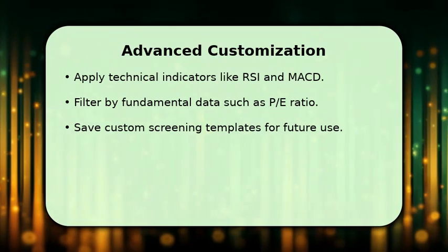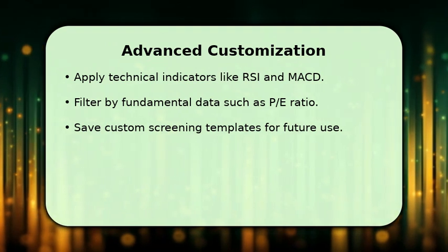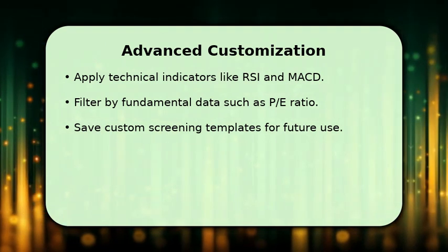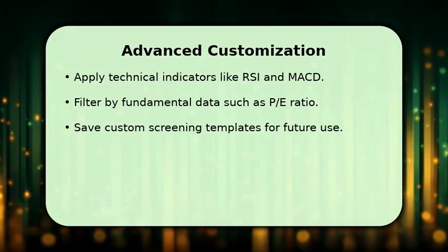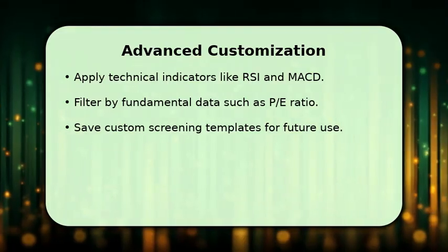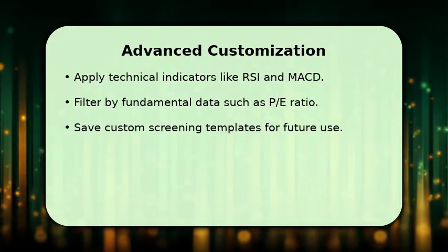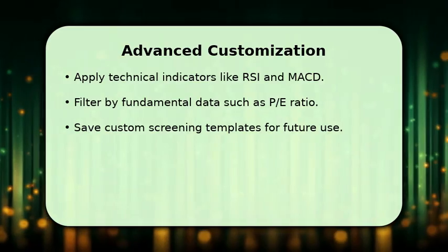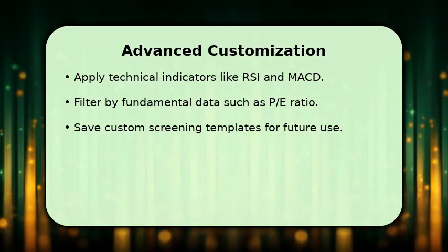Now, let's explore the advanced customization features. The Webull screener allows you to apply sophisticated technical indicators, such as the relative strength index or moving average convergence divergence, to refine your search. You can also filter by fundamental data, like a price-to-earnings ratio below 15 or an earnings per share growth above 10%. Remember to save your custom screening templates for easy access later.